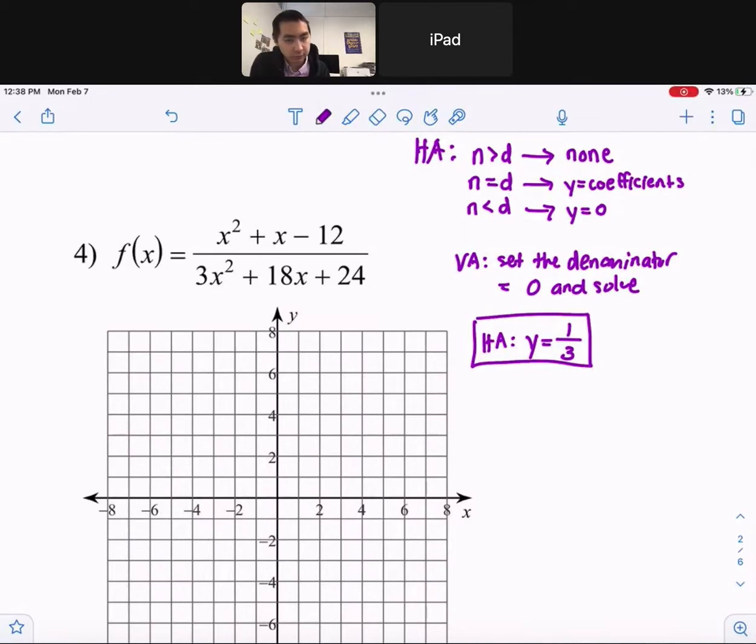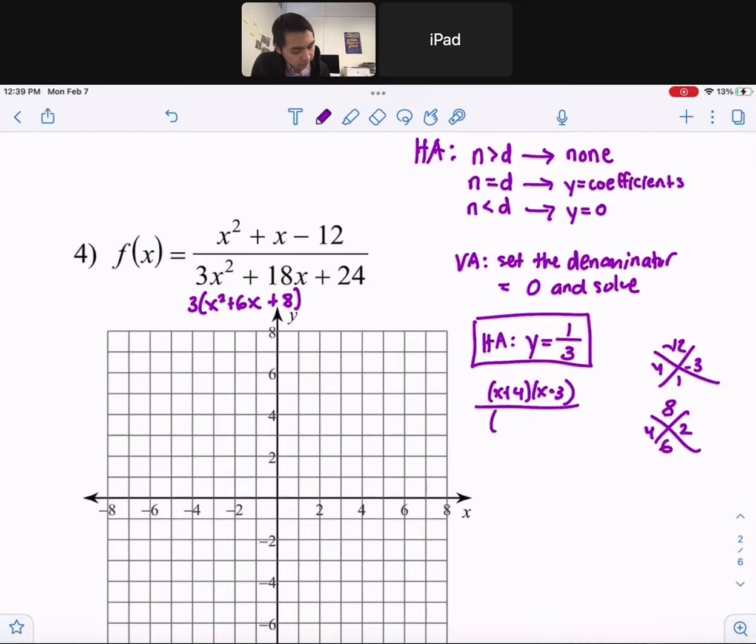So now we gotta get into factoring. Well, on the top, we can factor by doing the x method for negative 3. So x plus 4 times x minus 3. On the bottom, we can divide each one by 3, right? And then we can factor this by doing your x method, right? 8, 6, 4, 2. So don't forget the 3. x plus 4 times x plus 2.